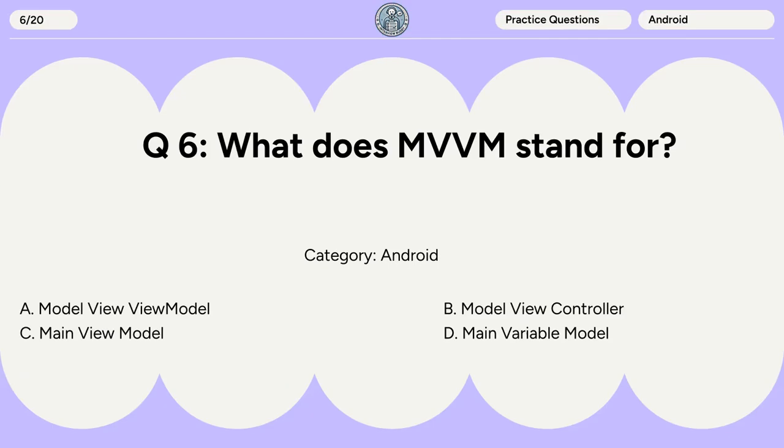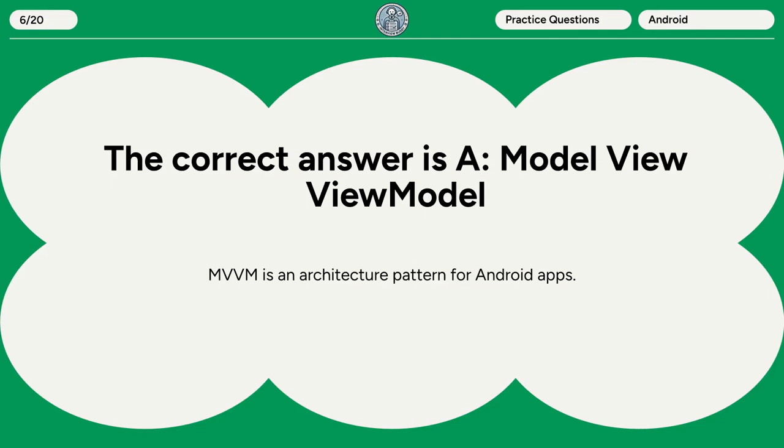Question 6. What does MVVM stand for? A. Model View View Model. B. Model View Controller. C. Main View Model. D. Main Variable Model. The correct answer is A. Model View View Model. MVVM is an architecture pattern for Android apps.